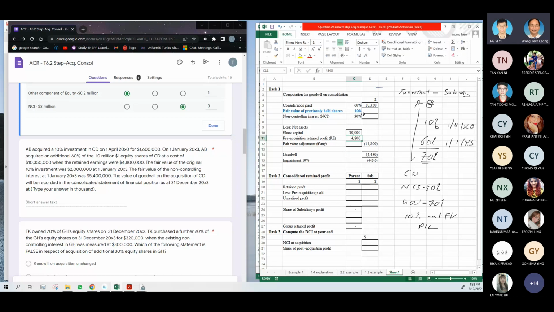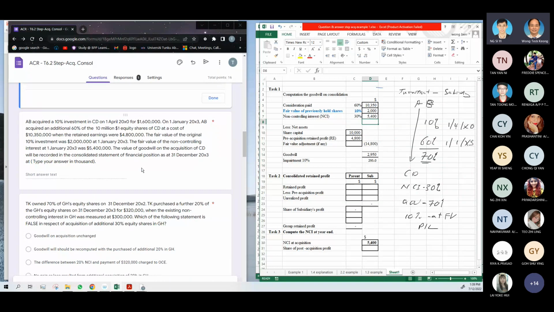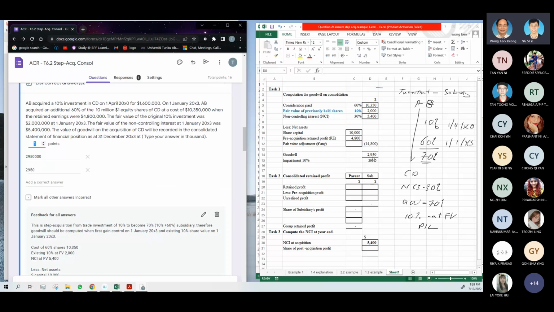So now we know the previously held share 10% fair value at how much? The fair value, then they tell the fair value original 10% investment, 2 million. So very nice, 2 million. You know to compute. And they told you NCI 5.4 1st January. Okay, very nice. They told you also 5.4 million. And value of goodwill. How much is the value of the goodwill? Okay, be 2,950,000. So everybody follow.